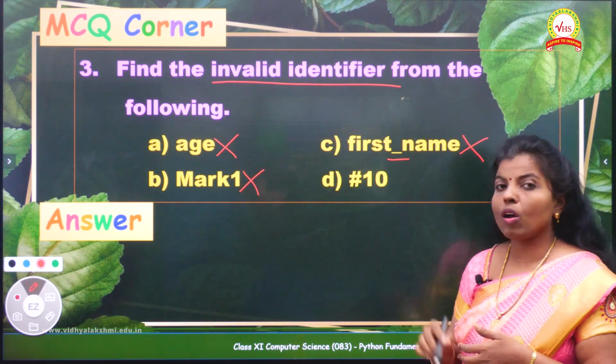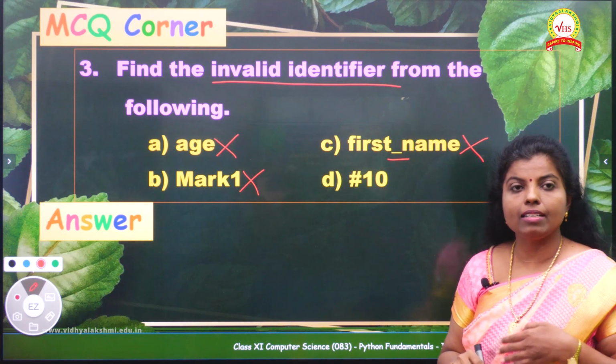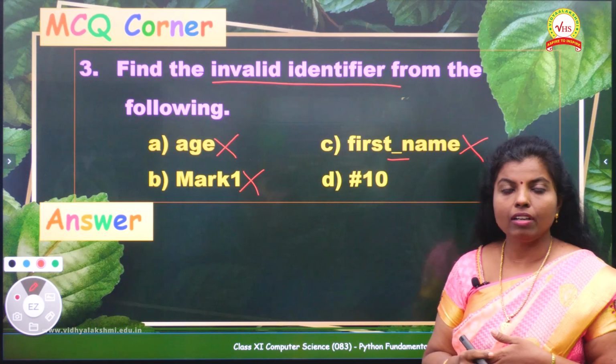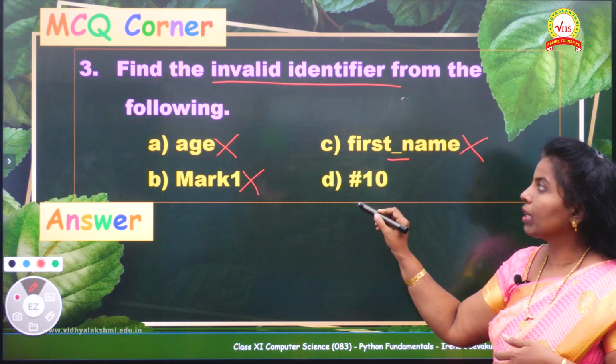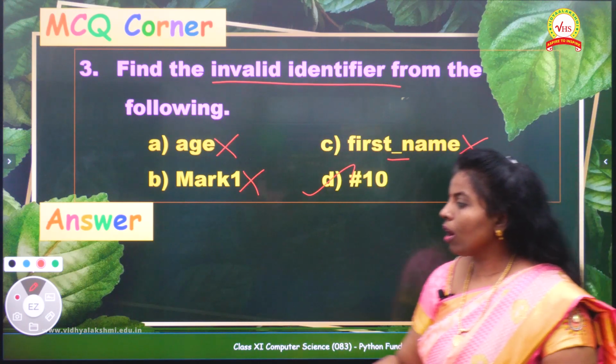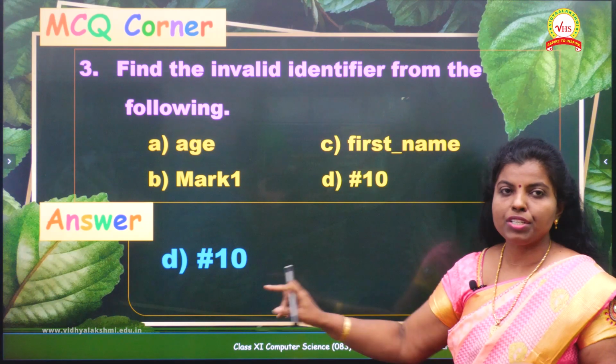If you see the last option, it begins with the hash symbol. It is a special symbol, and special symbols are not allowed in identifier names. So this becomes the invalid identifier according to the question. So our answer is going to be option D, hash 10.